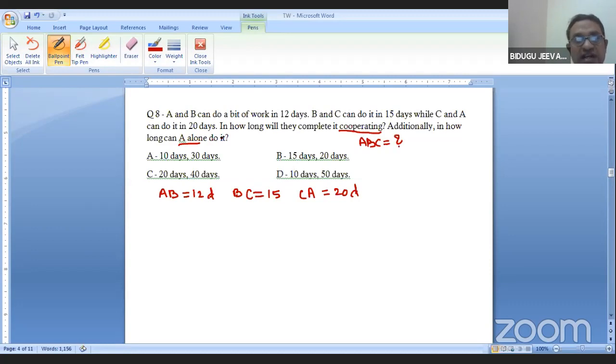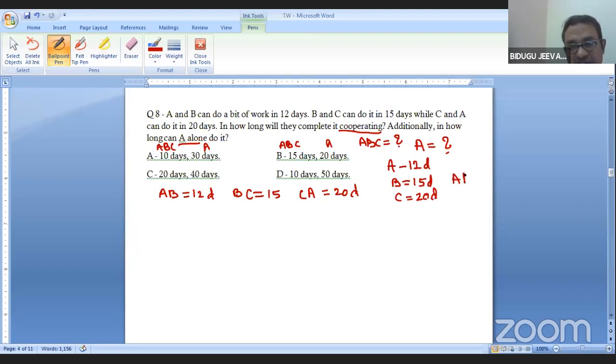This is one question, and A alone. All these answers are given: A, B, C and A. So how to do this? Any idea? Suppose in the same question, A can do it in 12 days, B in 15 days, C in 20 days. All together, how many days can they do it in? What will you do?